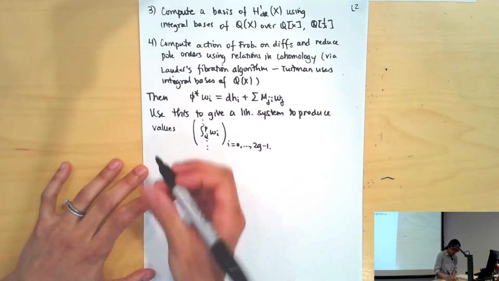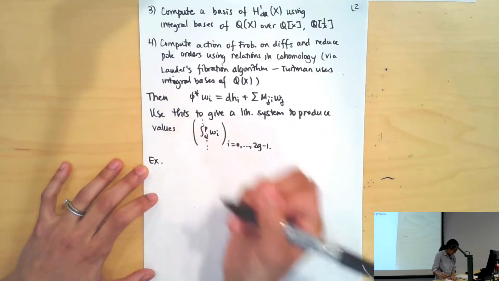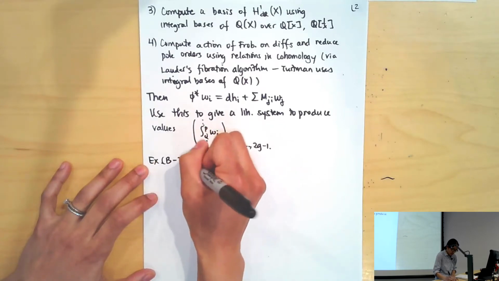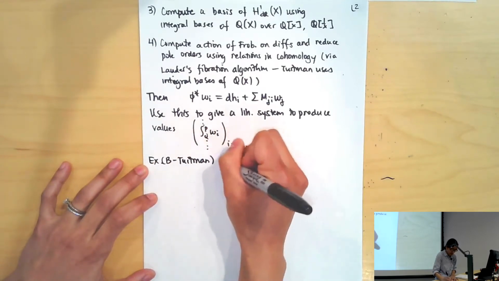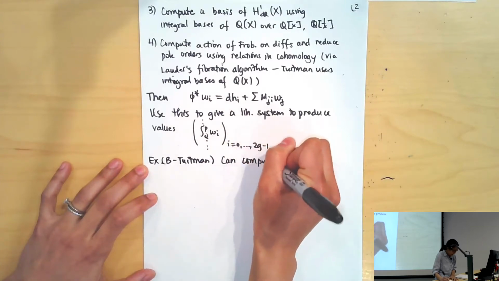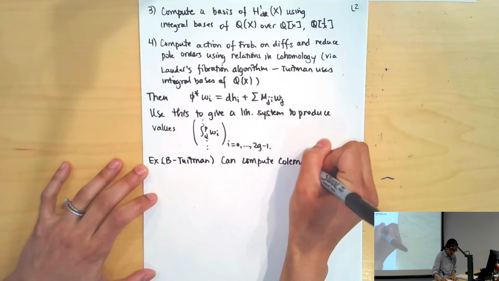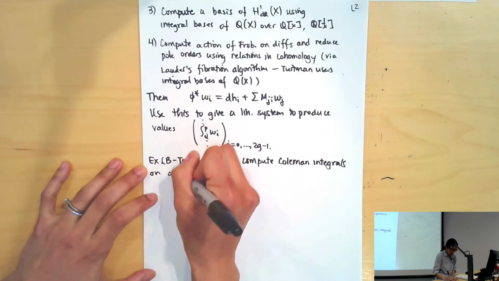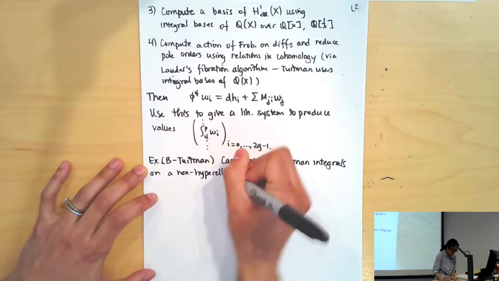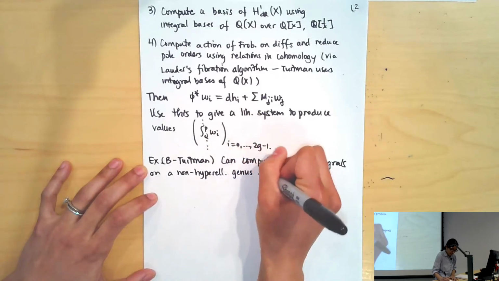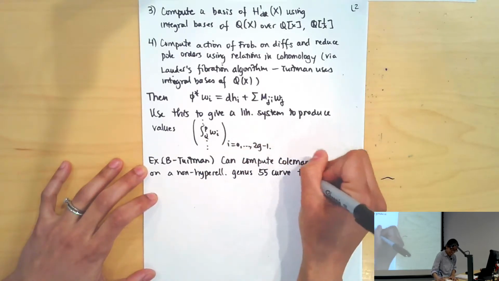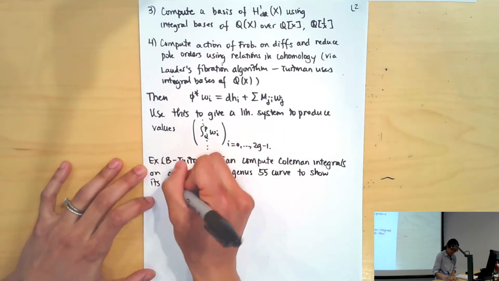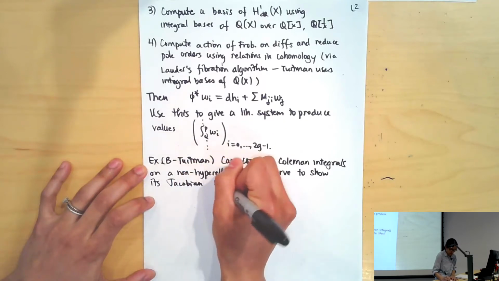Okay, so just to illustrate how this might give us some interesting information, Jan and I computed this example. So we can compute some 7-adic Coleman integrals on a non-hyperelliptic genus 55 curve, just for fun, to show, as you do, right, to show that its Jacobian has positive rank.